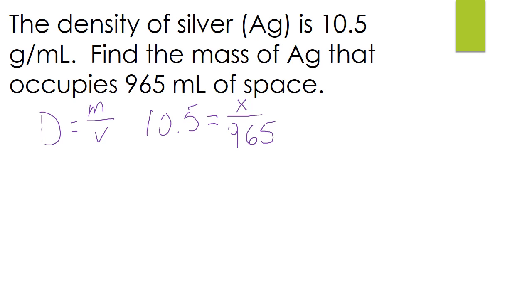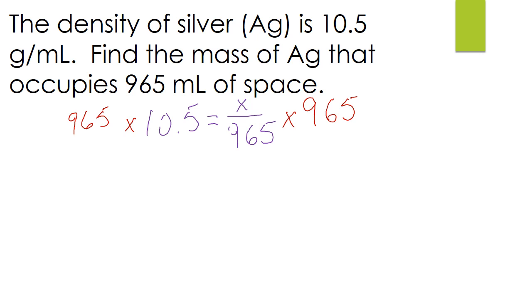You're going to use the same rules you use in algebra. Chemistry is math. So if I want to isolate my X variable, and I have 965 in the denominator, I need to multiply both sides by 965. Don't forget, whenever you do one thing to one side of the equation, you want to do it to the other side as well. So both sides are going to get multiplied by 965.